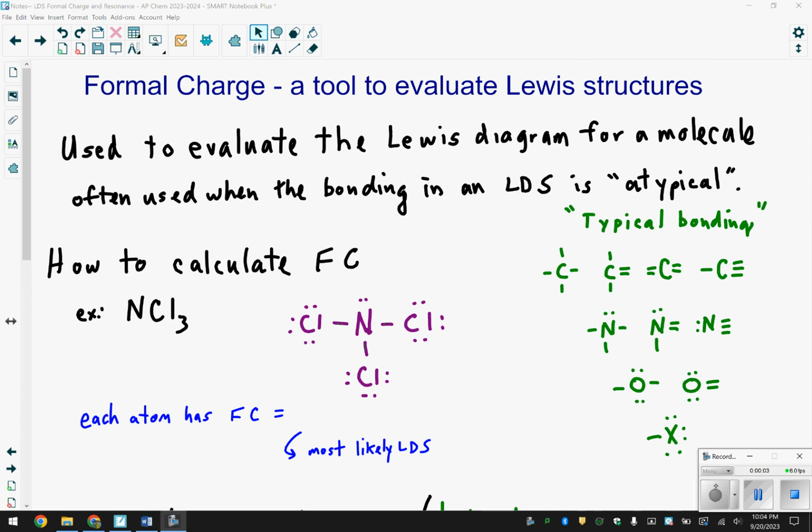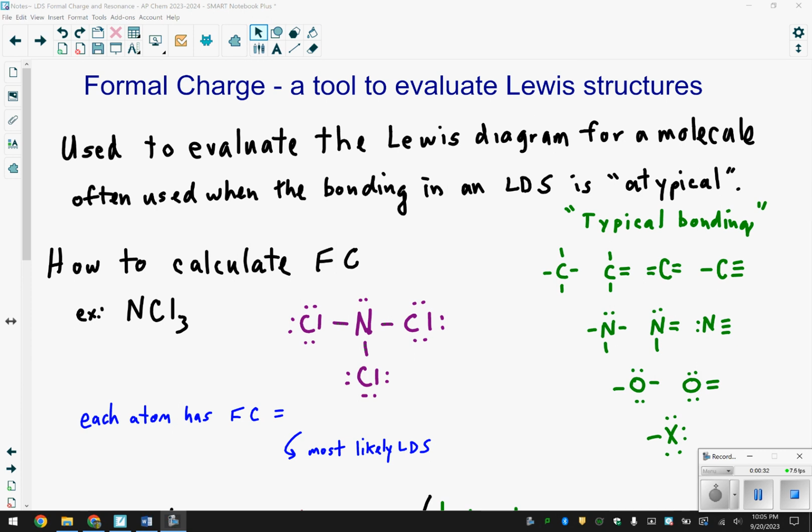All right, class, now we're going to look at a concept called formal charge. Again, this may be a new concept. Some of you may have learned about formal charge in sophomore chem, but I'm going to go through it. Formal charge is a tool that we can use to evaluate a Lewis dot structure that we've drawn to make sure that that Lewis dot structure is, we would say, the most likely Lewis dot structure.